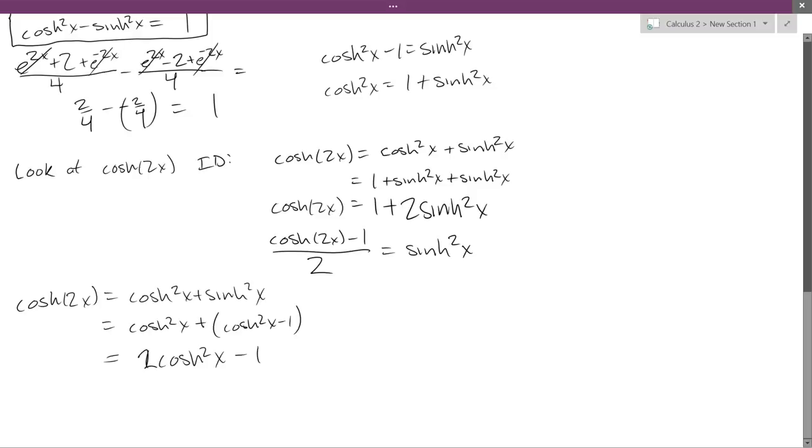If you square them and subtract them, you get 1. If you square them and add them, you get cosh 2x. Is that a 2? Yeah. I just didn't want to erase. There we go.